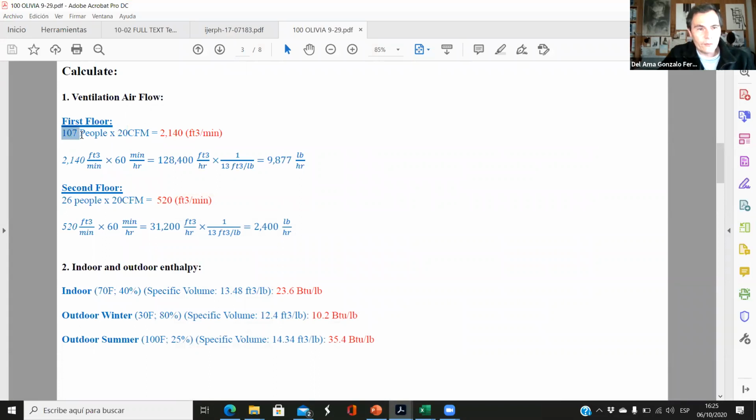Then we need to multiply 160 people times 20. So this is the cubic feet per minute for the first floor and the second floor. Then we need to calculate the enthalpy. Where do we calculate the enthalpy? We need the indoor and outdoor conditions. Here indoor, it's 70 and 40. And outdoor, we have winter and summer. So we have 30 in winter, 80% relative humidity. In summer, 100 Fahrenheit, 25% relative humidity.